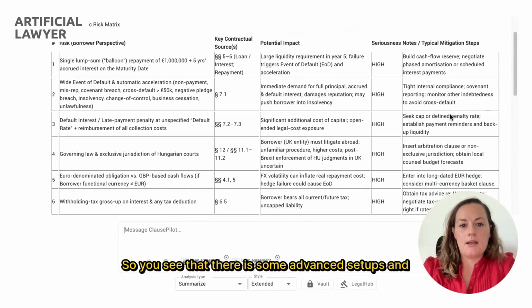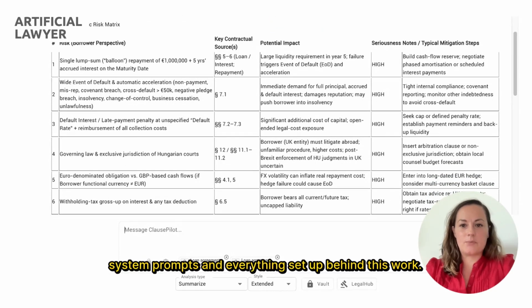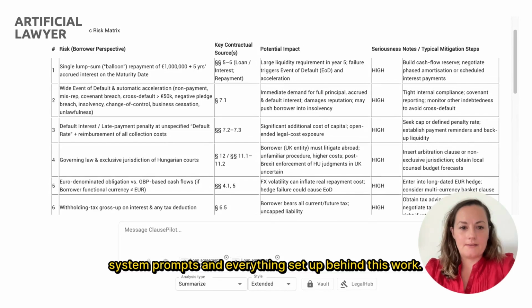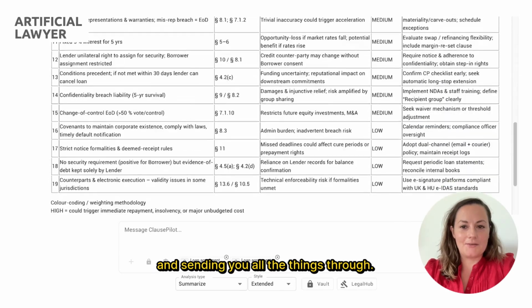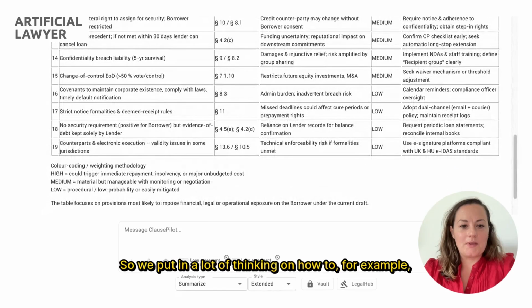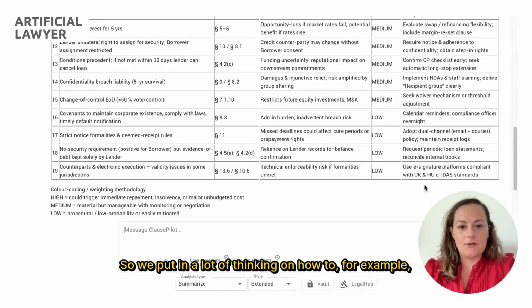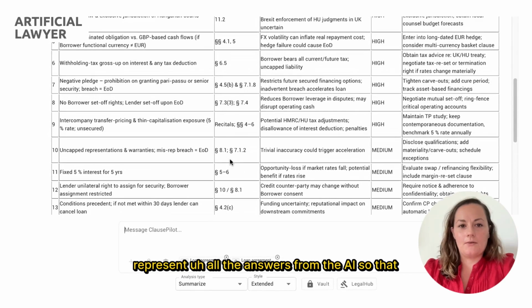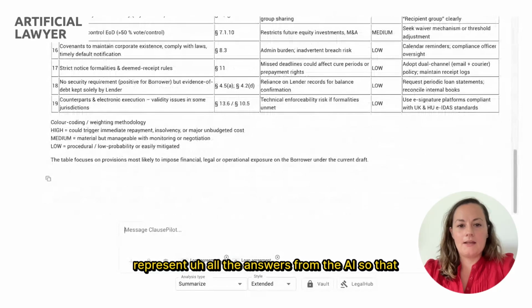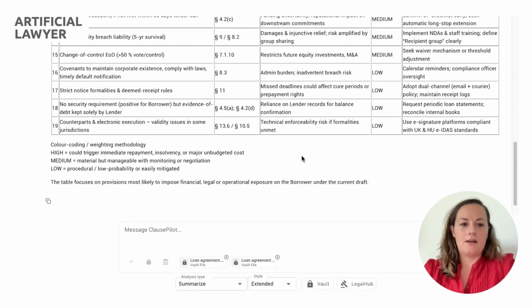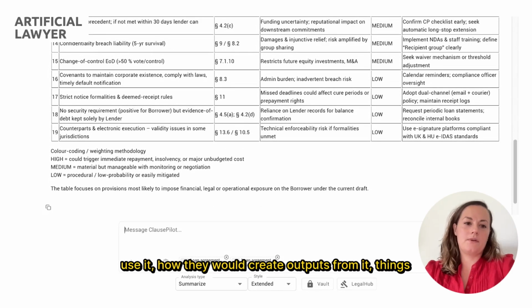So you see that there is some advanced setups and system prompts and everything set up behind this work. So it's not just like the program is running on ChatGPT and sending you all the things through. So we've put in a lot of thinking on how to, for example, represent all the answers from the AI, so that lawyers will be able to digest it and like how they would use it, how they would create outputs from it, things like this.